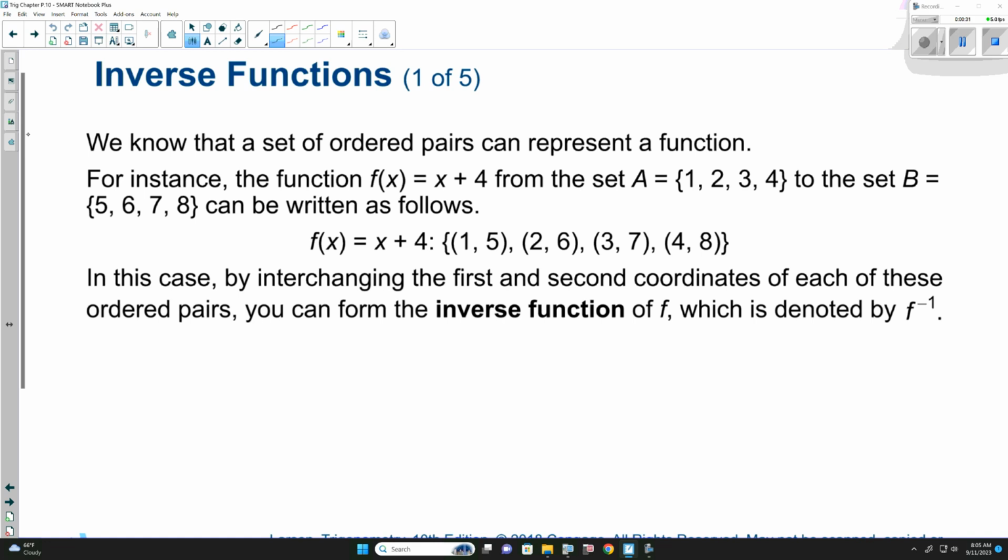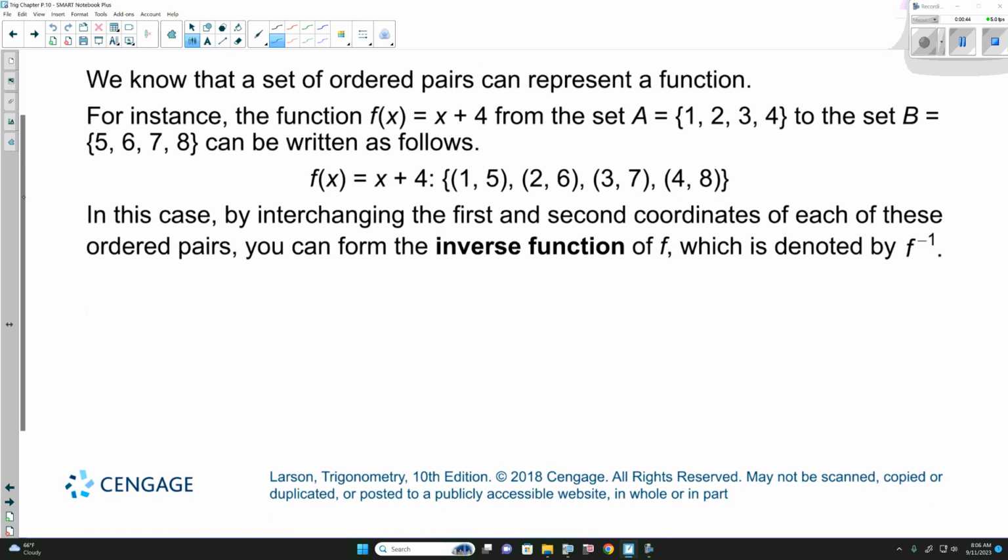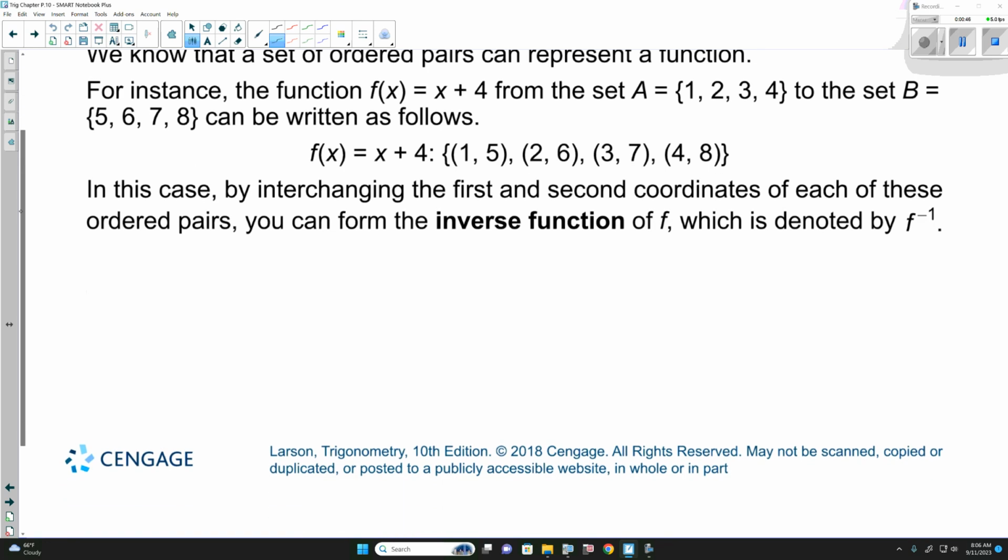So we know an ordered pair can represent a function. For instance, f of x equals x plus 4. So we can say the set 1, 2, 3, 4 corresponds to the set 5, 6, 7, 8. F of x equals x plus 4 we can say is this here. Now there's more to the function than just those ordered pairs. There's an infinite amount. It's a straight line. In this case, by interchanging the first and second coordinates of each pair, we find the inverse.